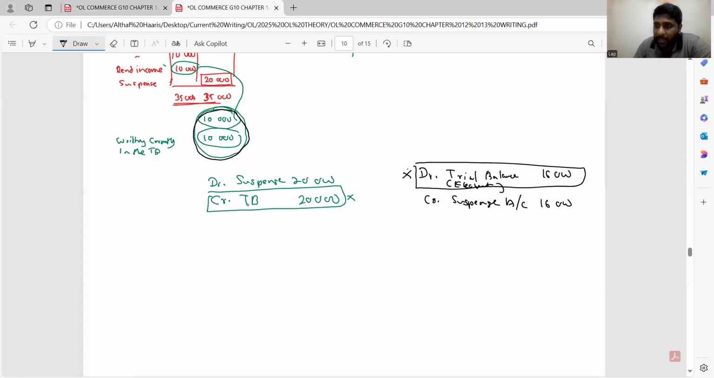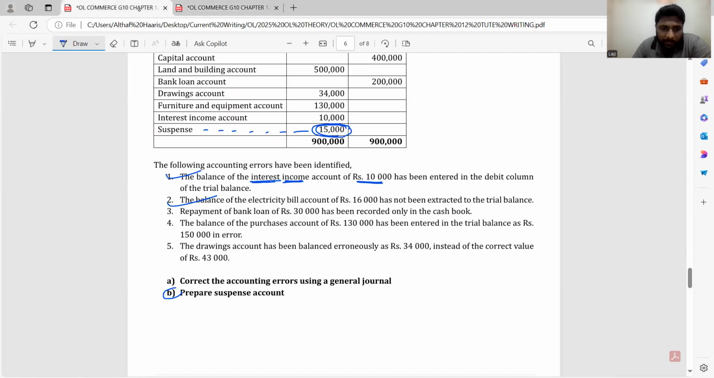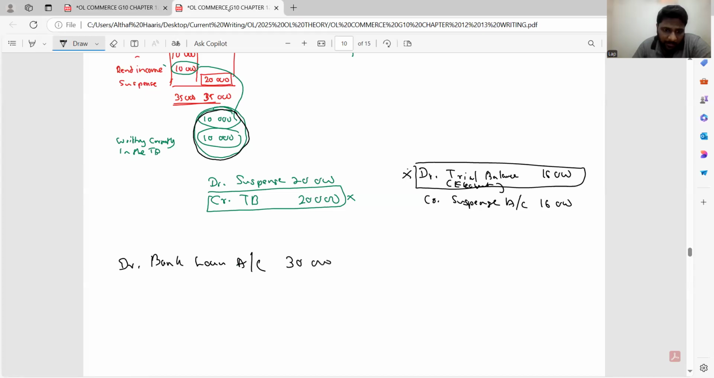Ideally, what you should do? Ideally, debit the bank loan account. What is the amount? 30,000. Credit the cash book or cash account, 30,000. So what has happened? This entry is not recorded.